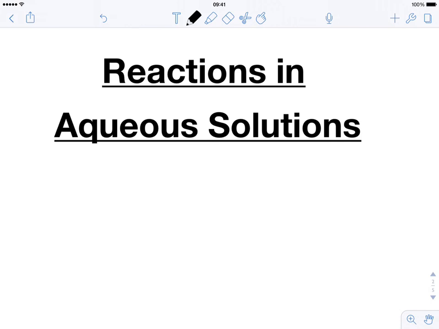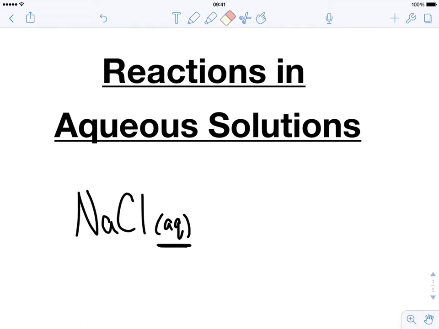Now in Chapter 4, all of the reactions that we're going to learn about, or at least most of them, have something in common, and that is they all occur in water. That's what we mean when we say aqueous solutions. For example, if you see something like NaCl with (aq) behind it, what that means is that sodium chloride has been dissolved in water. So you have a water solution that has sodium chloride dissolved in it, and that's what this aq, aqueous, is standing for.